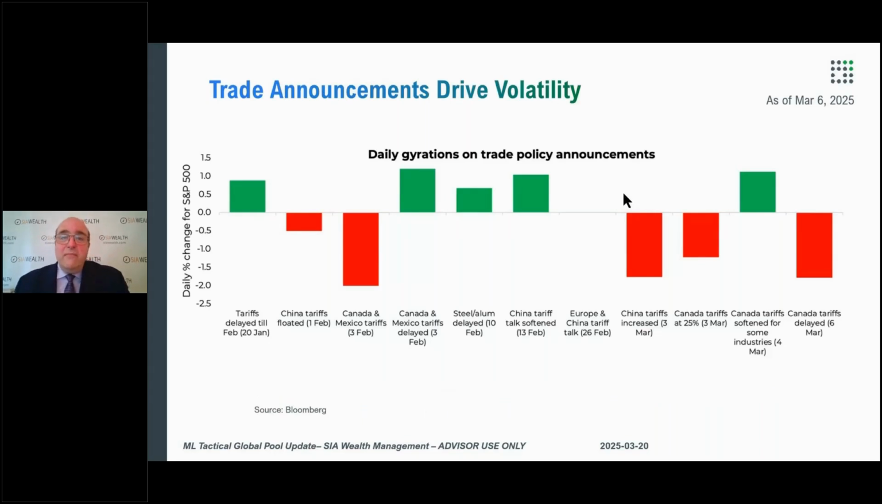And speaking of volatility, we can see from this chart how much the trade announcements have sparked significant moves upward and downward over the last couple of months. Looking at the green bars, those are tariff delays, where everyone's softening and delaying tariffs, and all these red bars are cranking up tariffs, and it's expanded from China and Canada and Mexico to Europe and to specific things like steel and aluminum. So it's an ongoing issue that may continue to drive volatility in the markets.